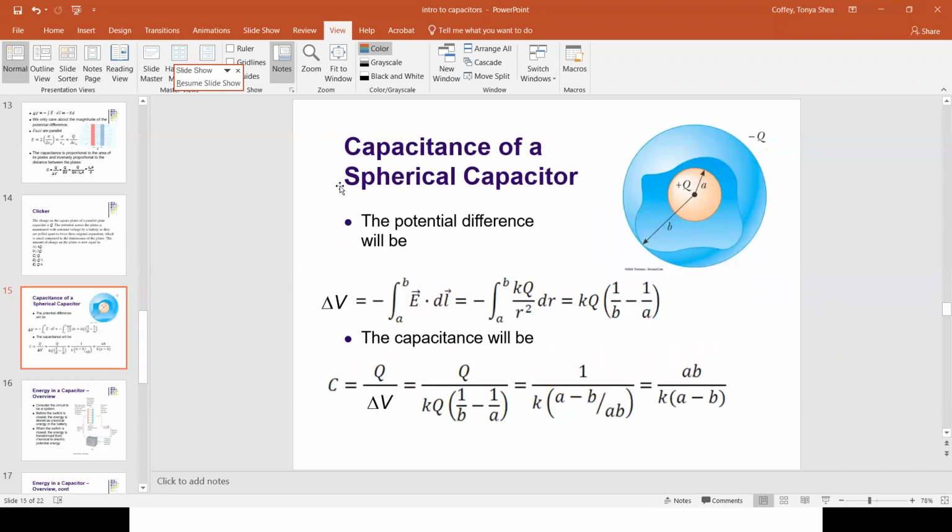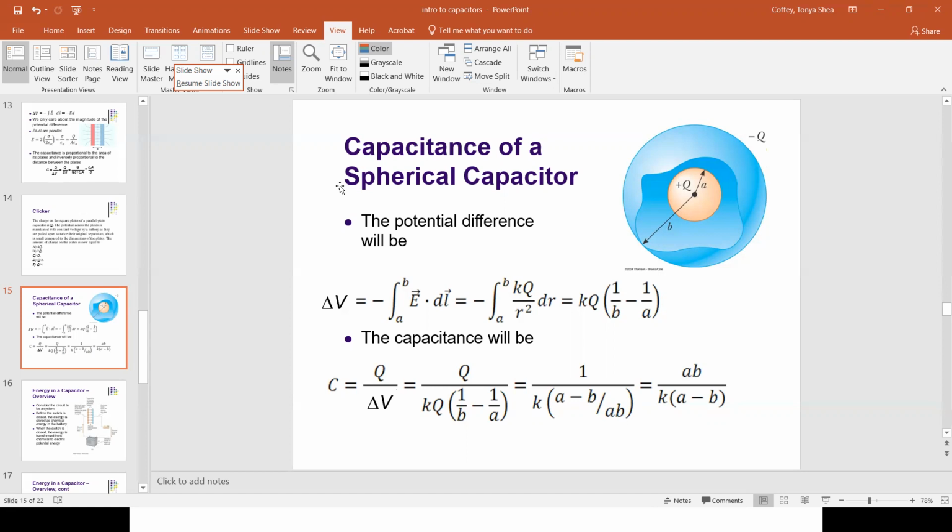One more example of how to find the capacitance for a different geometry, and this is the capacitance of a spherical capacitor as shown here. What we've got in this case is two nested spheres that share a common origin. The inner sphere has charge plus Q on it, and the outer spherical shell has charge minus Q. And in between, of course, there's a vacuum. And our spherical shells have radius a and b. Okay, so that's the idea there.